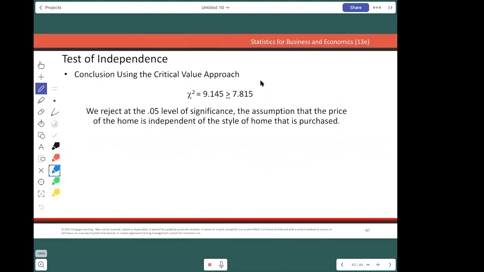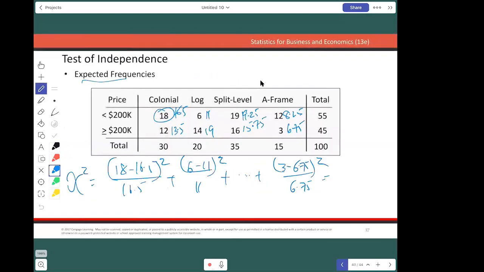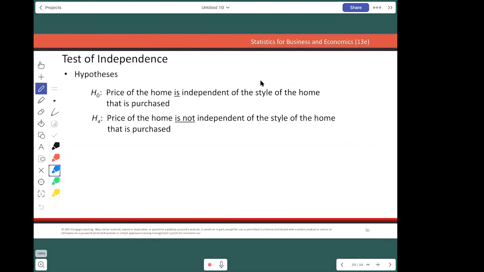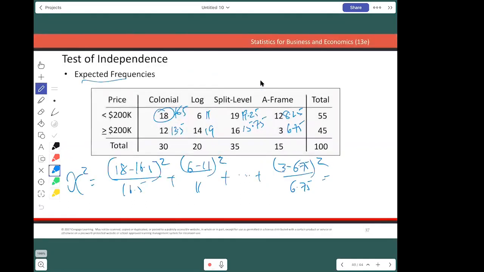All right. And if we're doing the critical value approach, we'll compare the 9.145 to the 7.815 and reject the null hypothesis. We would conclude, therefore, that we have sufficient evidence that the type of home and price are related. I believe that's what we set out to test. Let's go back to the hypothesis again. The price of the home is independent of the style. Price is not independent of the style. So it turns out they're not independent. Style is related to price because we rejected H0.